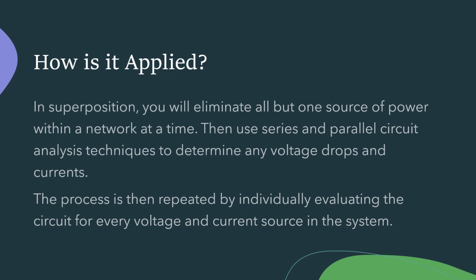Well, in superposition, you will eliminate all but one source of power within a circuit, then use any series or parallel circuit equations to determine any voltage drops and currents. The process is then repeated by individually evaluating the circuit for every voltage and current source it might have, then using all that has been determined to find a final answer.